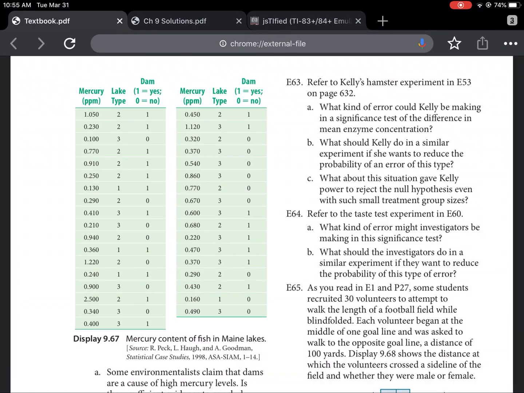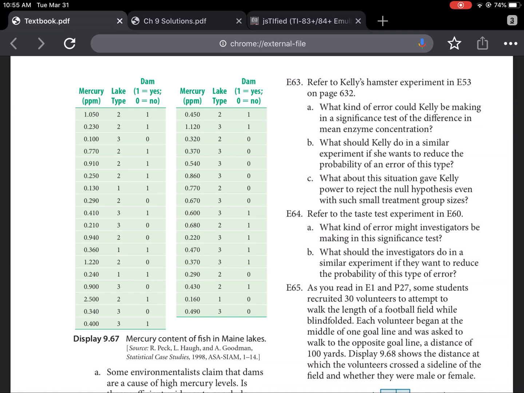The rest of the question says, what should Kelly do in a similar experiment if she wants to reduce the probability of making an error of this type? Remember that errors of type 1 cannot be affected by sample size. I know that we want to say bigger sample size is better, and it is, but it doesn't change type 1 error. The only way to avoid making type 1 errors is to increase our confidence. And if we increase our confidence, we decrease our level of significance. Stating either one of those would be correct.